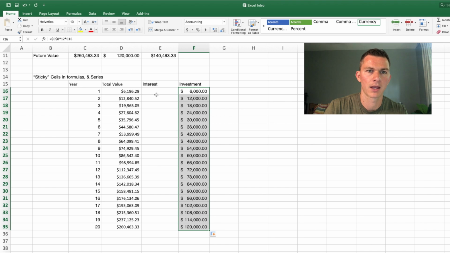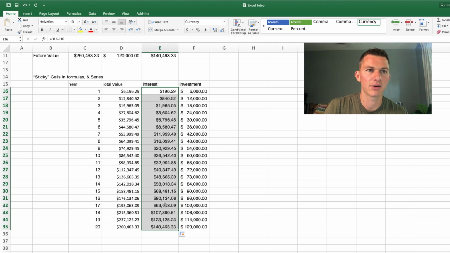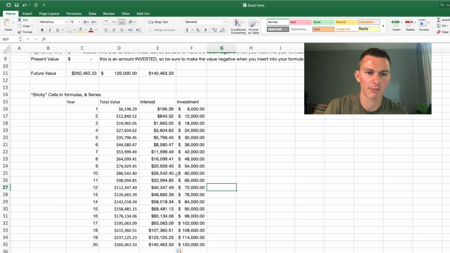Boom. Now we're going to do interest. So interest is simply the difference, right? Your total value is made up of the principal and the interest. So for this, we have just equals the total value minus the investment, boom, $196 of that and 29 cents is interest. Now we're going to drag this down, and you can see now here, remember we set up $140,000 in interest over the life of that investment. Here we see again $140,000.